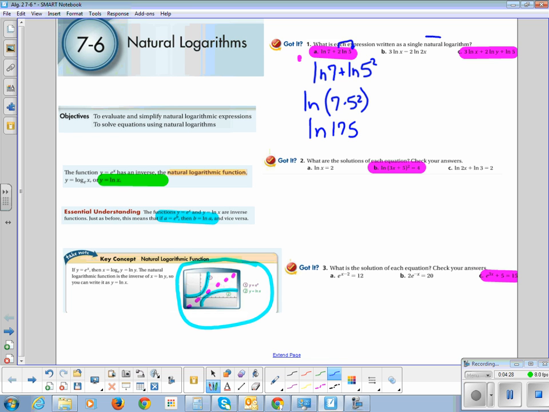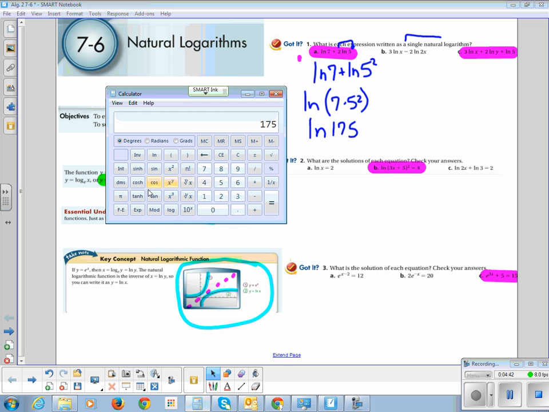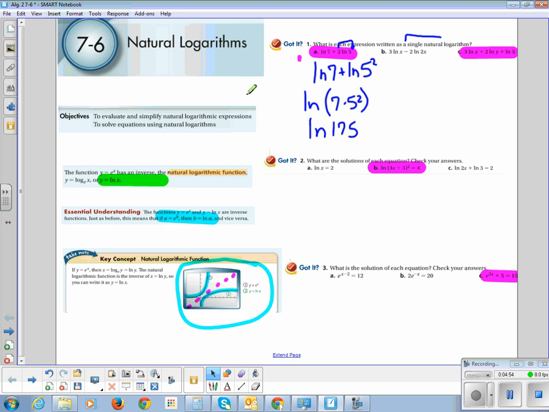So it just wants a single logarithm. Once I get here, I'm done. I can actually put this in my calculator and calculate it if I wanted to. It would look like this. In this scenario, I don't need to, but later on if you need to, that is right here. 5.16. Just calculator chug away.